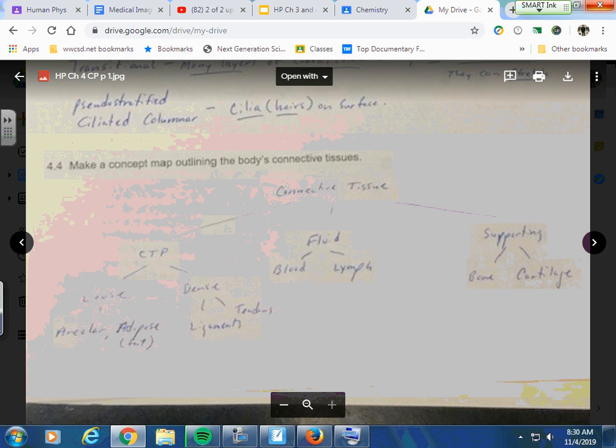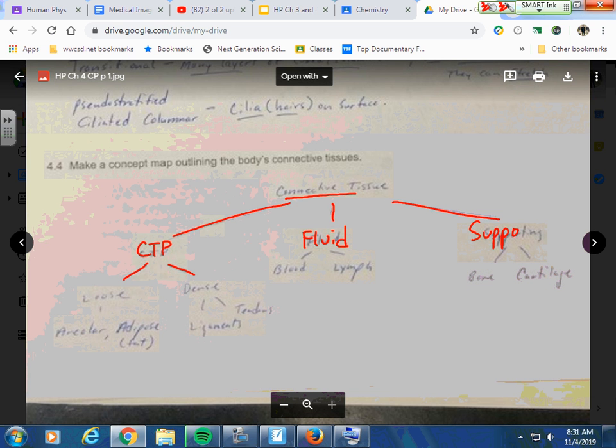So our concept map for connective tissues looks something like this. We've done this before. I think even the day we did it, we practiced doing it on our own, so make sure you have that. We've got connective tissues in general. There are 3 main groups. We have the connective tissue proper over here, fluid in the middle, and supporting over here on the right. Supporting is going to be tough. That would be bone and cartilage.